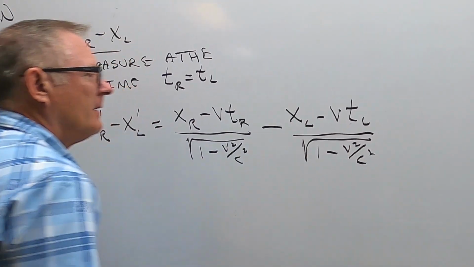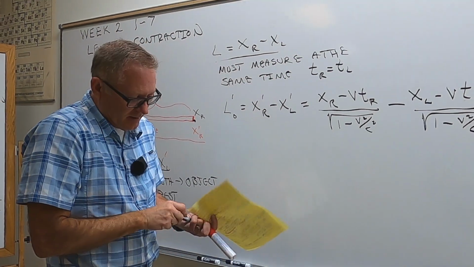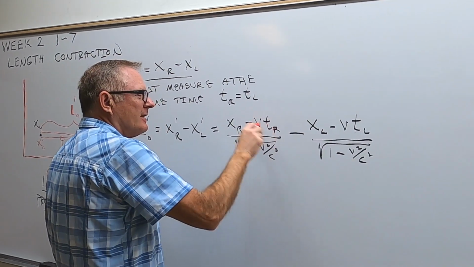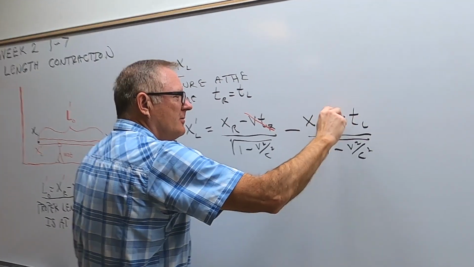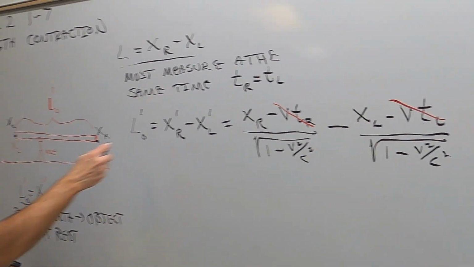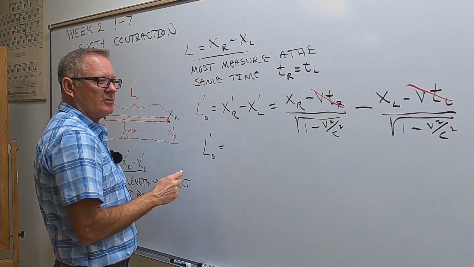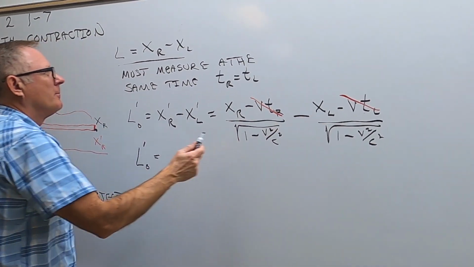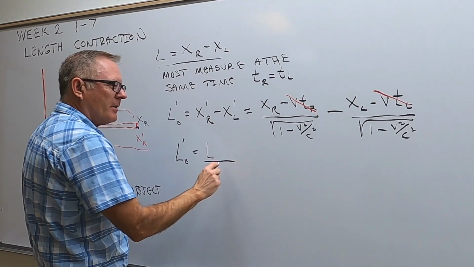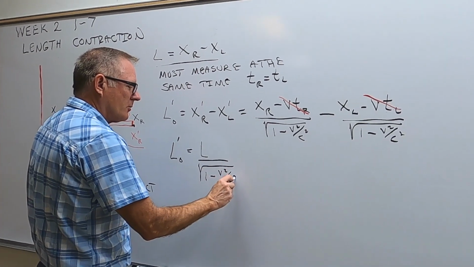Now we said that t_r and t_l are both the same. Since they're the same, these two terms cancel out. This one's minus, that one's plus. And we get L naught prime is equal to x sub r minus x sub l, which is L, divided by the square root of 1 minus v squared over c squared.